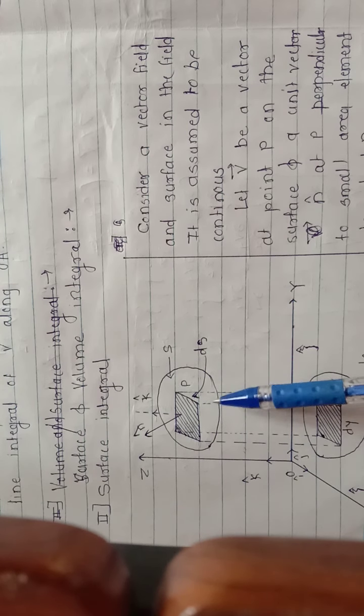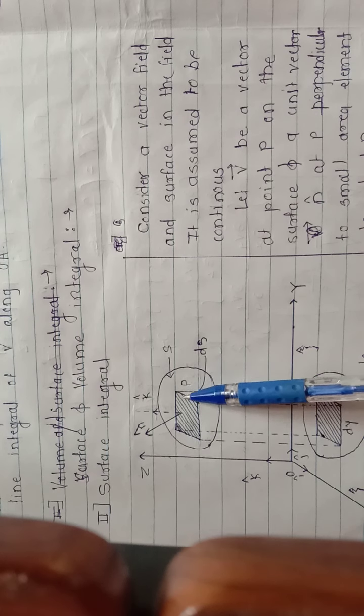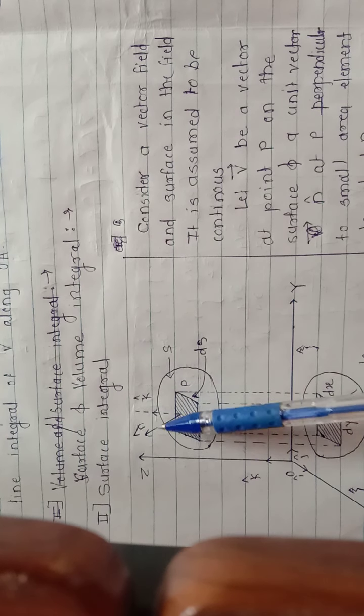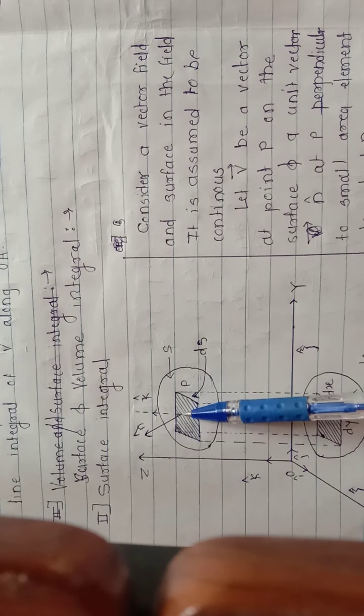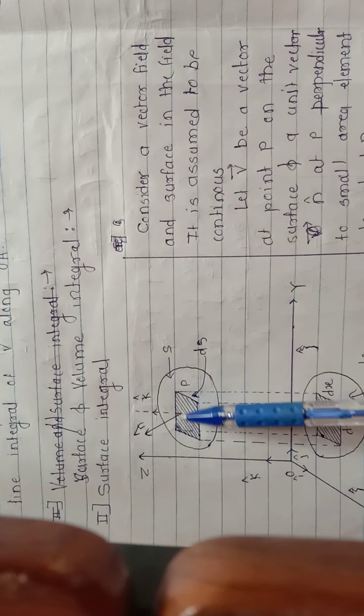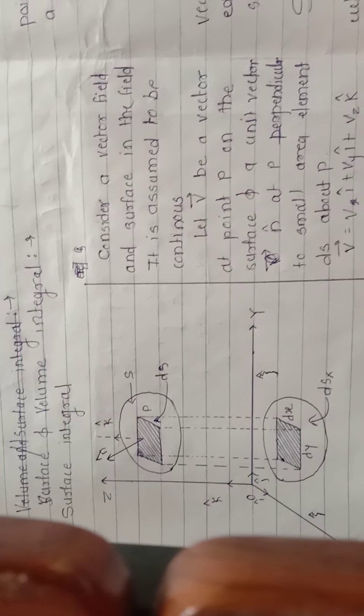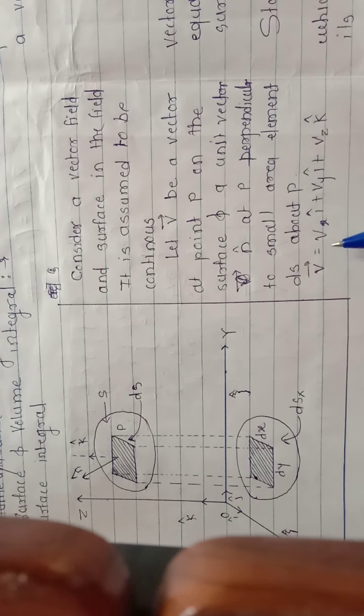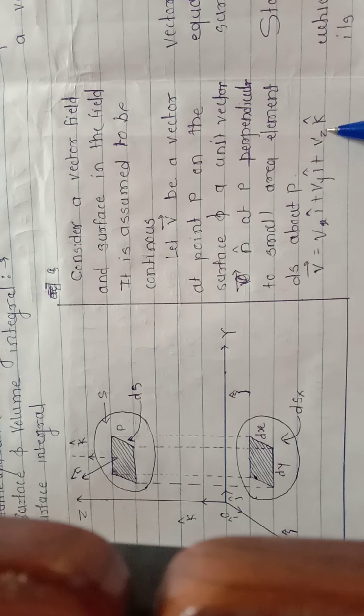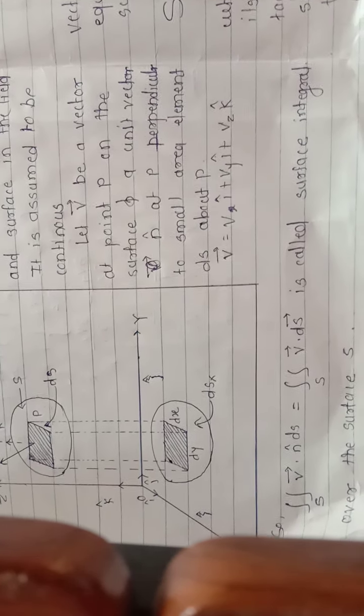I will explain again. V bar is a vector at a point P on the surface. N cap is a unit vector perpendicular to the surface at point P, at the small surface area ds. Now v bar is equal to Vx i cap plus Vy j cap plus Vz k cap. Then how can we write the surface integral?